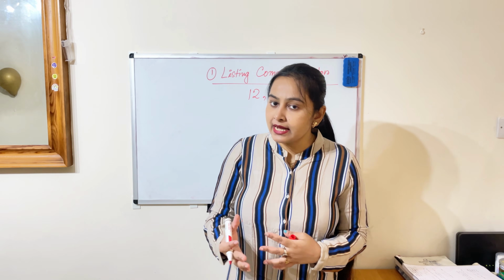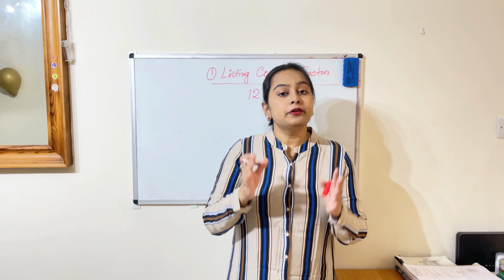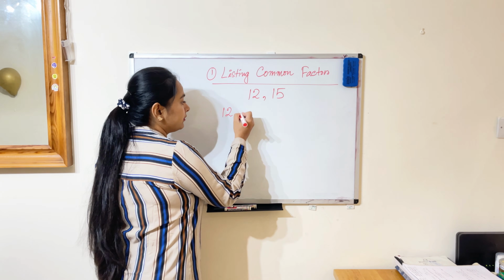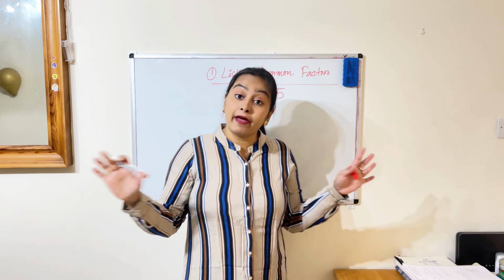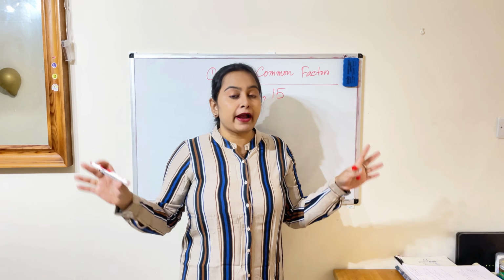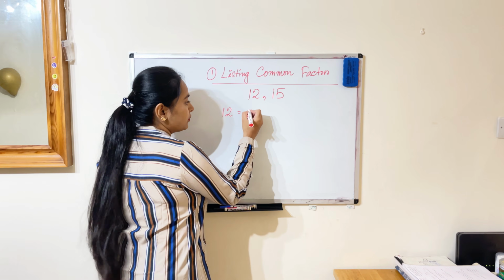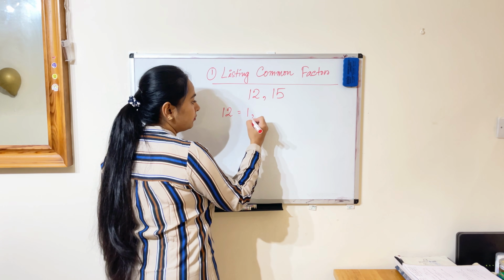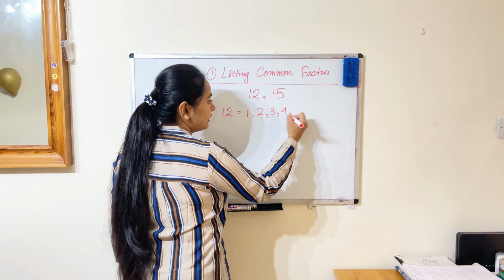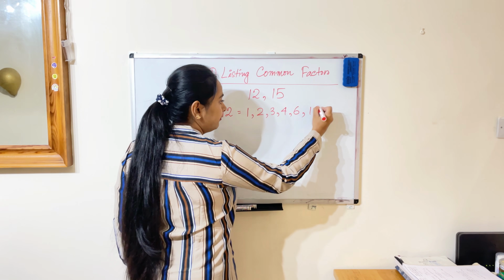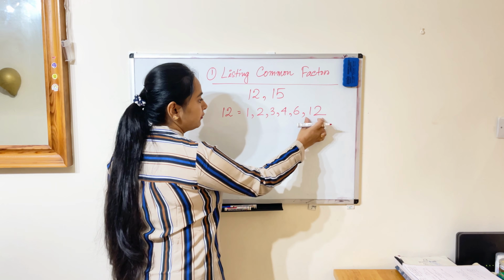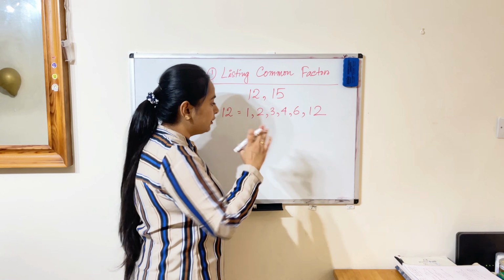In our previous classes, we have already learned about factors, right? So first, for 12, we need to list down all the factors. What are the factors of 12? 1, 2, 3, 4, 6 and 12, right? I hope I have written all. 1, 2, 3, 4, 5, 6. Yes, 6 factors are there for 12.